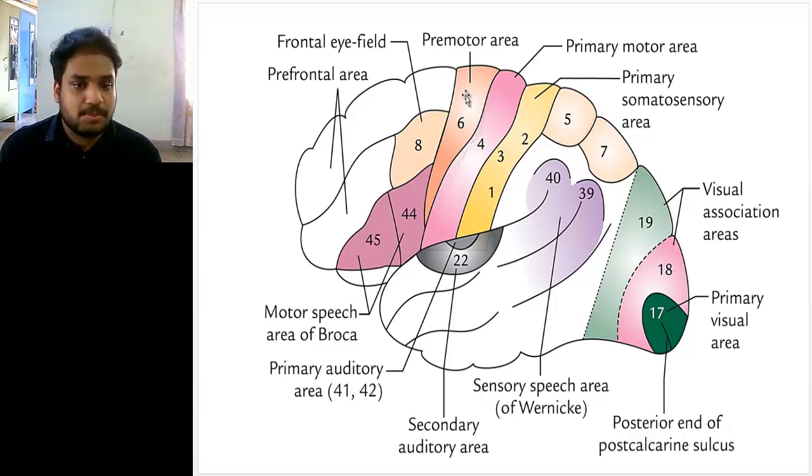Now, with a lesion in the premotor area, there will be difficulty in performance of skilled movements. The skilled movements will be more difficult in case of a lesion in the premotor area, right?